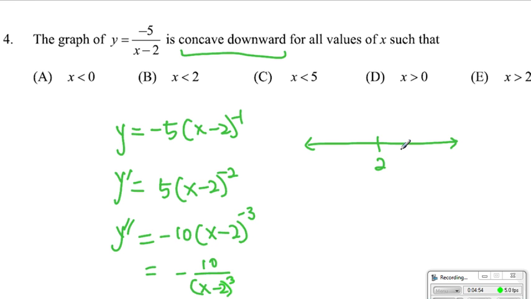When x is greater than 2, what do we end up getting? The denominator becomes positive, while the whole fraction becomes negative, so this becomes negative. On the other hand, if the values of x are less than 2, we will get positive. So negative, concave down, that means we are looking at this portion. So x has to be greater than 2. Choice E.